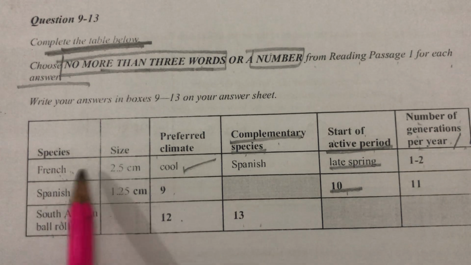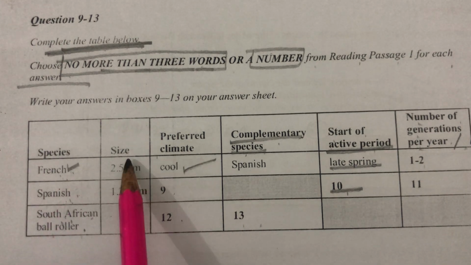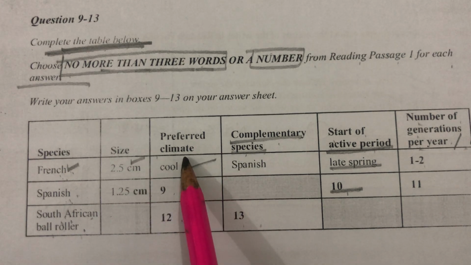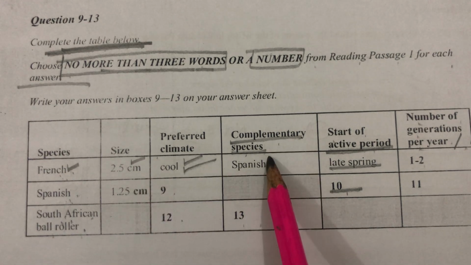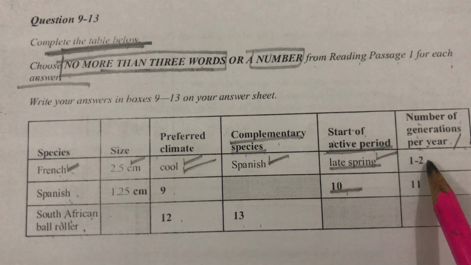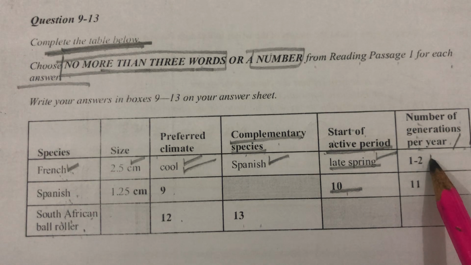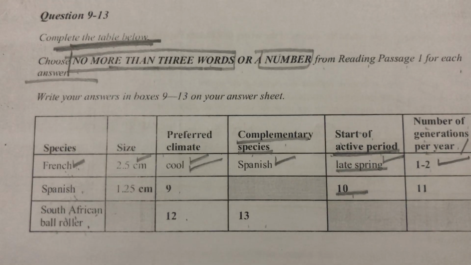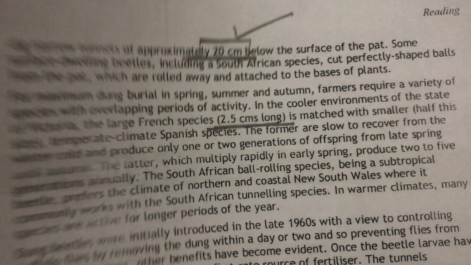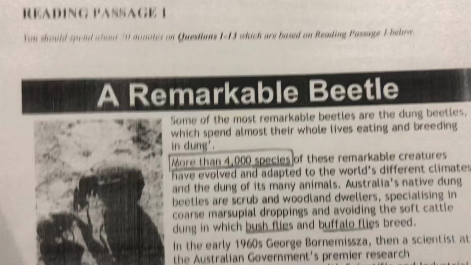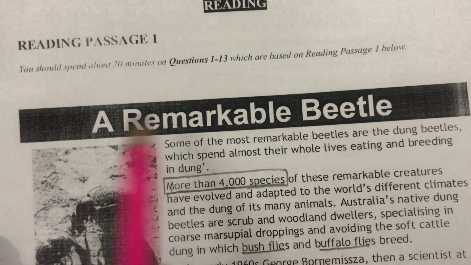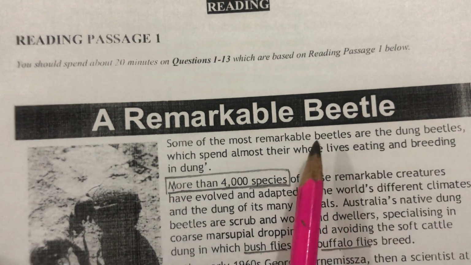So first of all, we have to find the French species, which size is 2.5 centimeter. They prefer the climate cool. Complementary species Spanish, start of active period late spring, number of generations 1 to 2. And this is the reading passage about remarkable beetle. So beetle means kida.